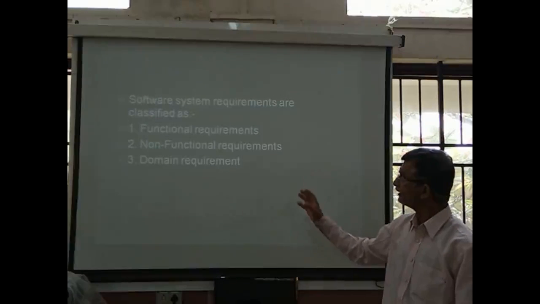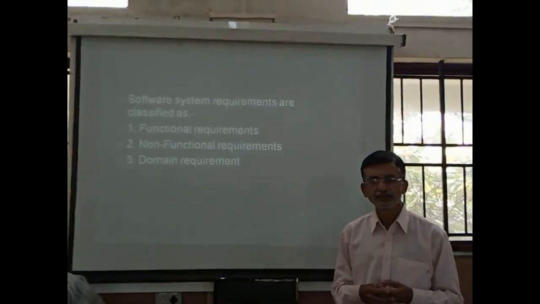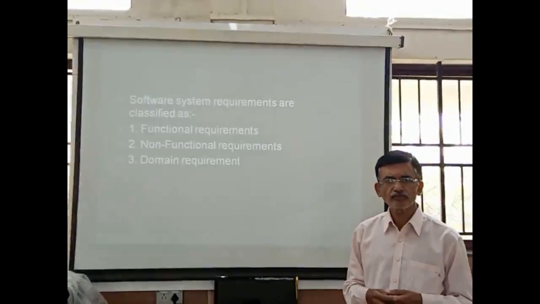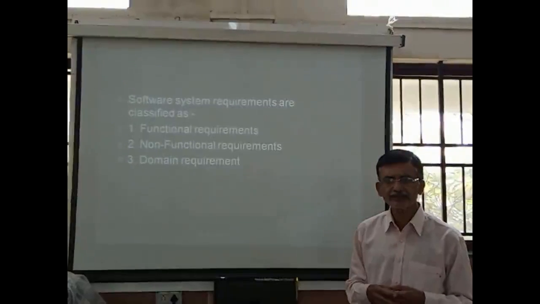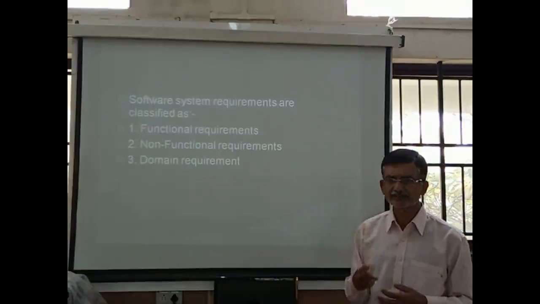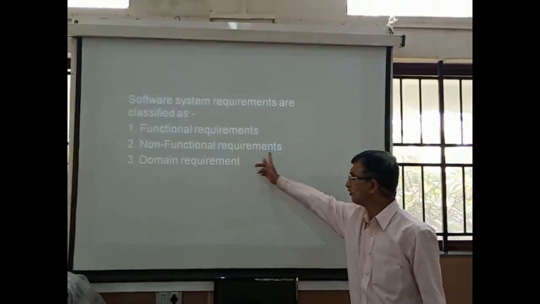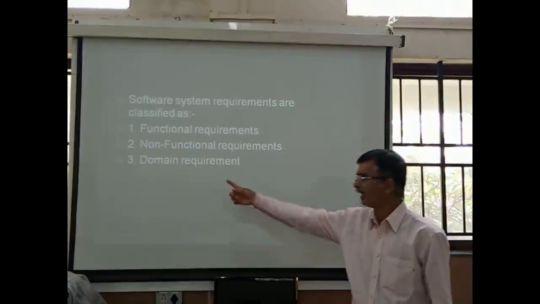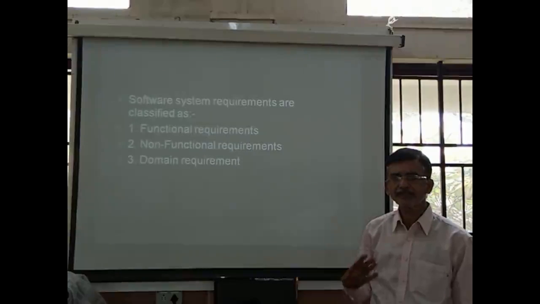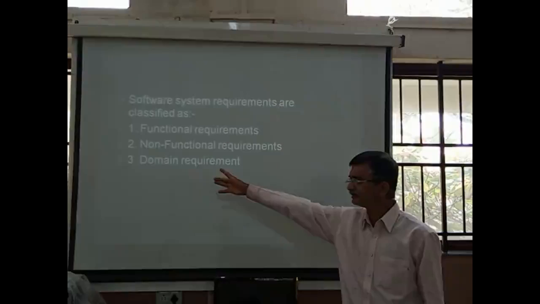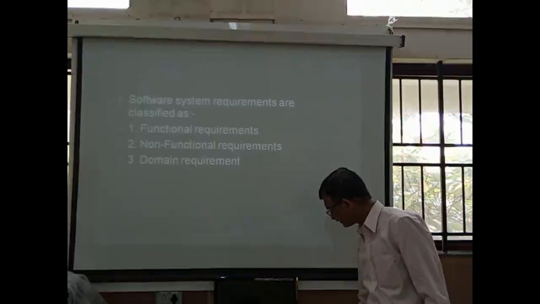Now you know that software requirements are nothing but the services expected by the user from the software. So software requirements can be classified into three categories. One, functional requirements. Second, non-functional requirements. And third is the domain requirement. So there are three categories: functional requirement, non-functional requirement, and domain requirement.